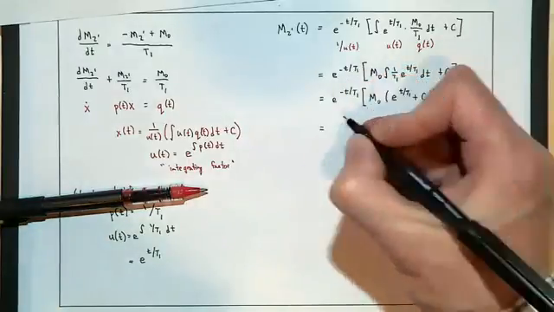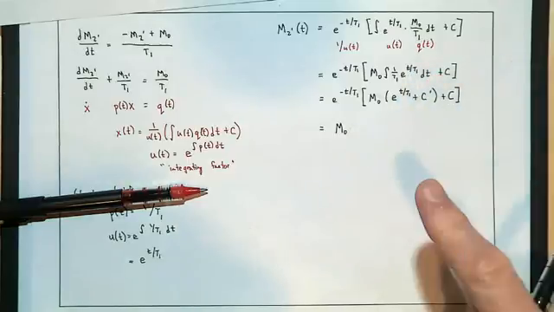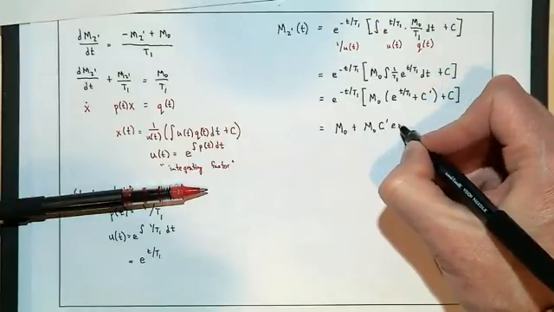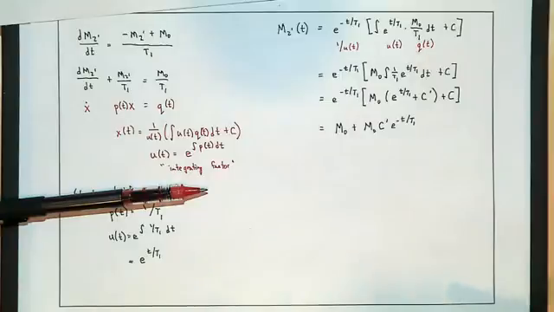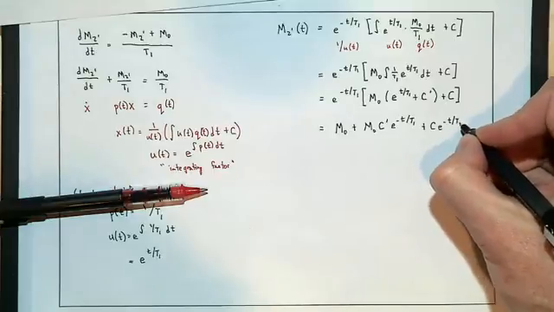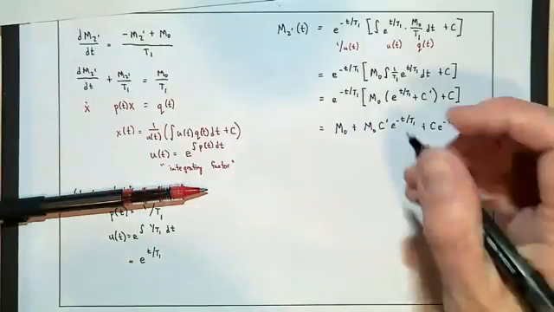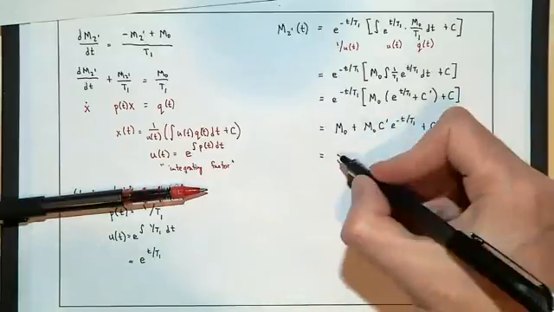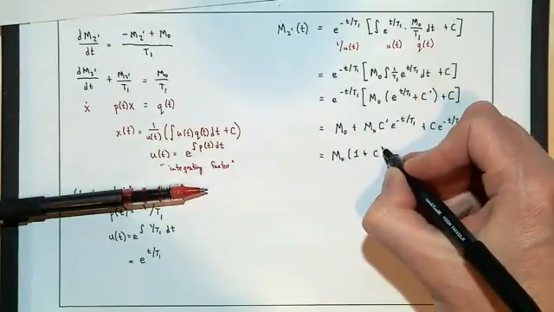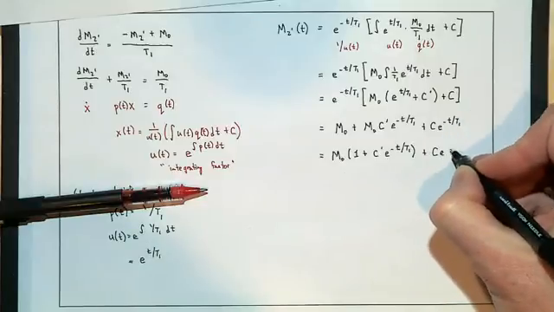I'm just going to multiply through now with this e to the minus t over t1 term. In front here, I'll get an m0 term. The second term here will be plus m0 c prime e to the minus t over t1. And then the last term will be plus c e to the minus t over t1. There was a cancellation of two exponential terms for that very first term. We see we have a common m0 in both of these. Let's pull that out in front. And we just have m0 times 1 plus c prime e to the minus t over t1, plus c e to the minus t over t1.